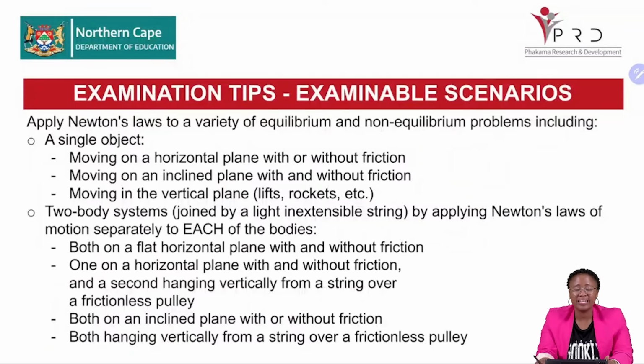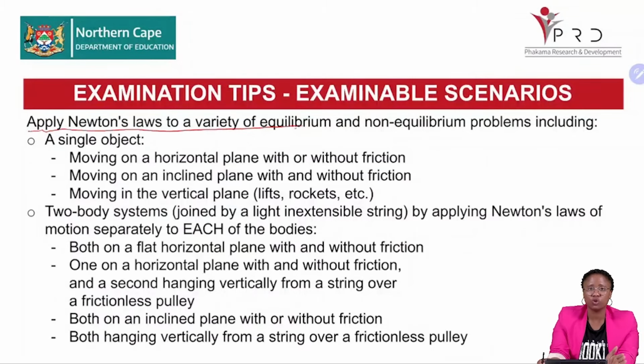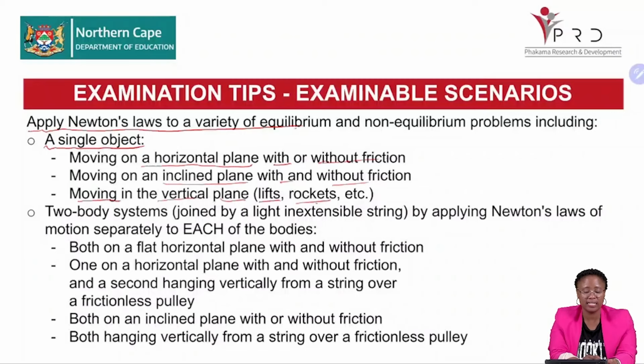Now, the following is from your exam guideline. This is also another tip I'm giving you, that you must always check what it is that the examiner is going to ask me in this topic in terms of Newton's second law. Now, the examiner can either ask you a question where you are looking at a single object moving on a horizontal plane with or without friction, or you can be given a single object on an inclined plane with or without friction. So you already know with or without friction, the keywords are going to assist you. Moving in a vertical plane, lifts, rockets, etc.